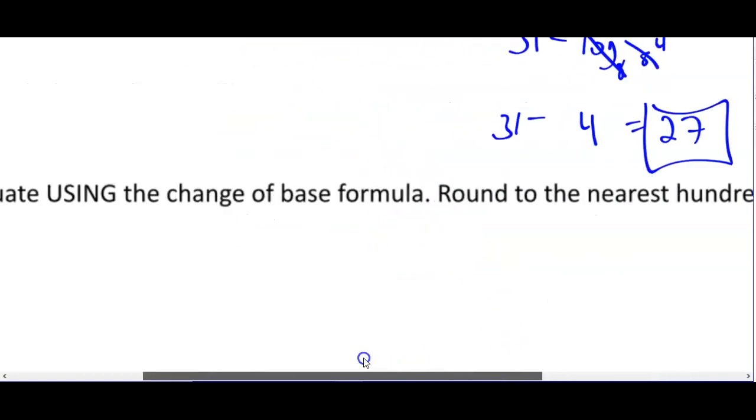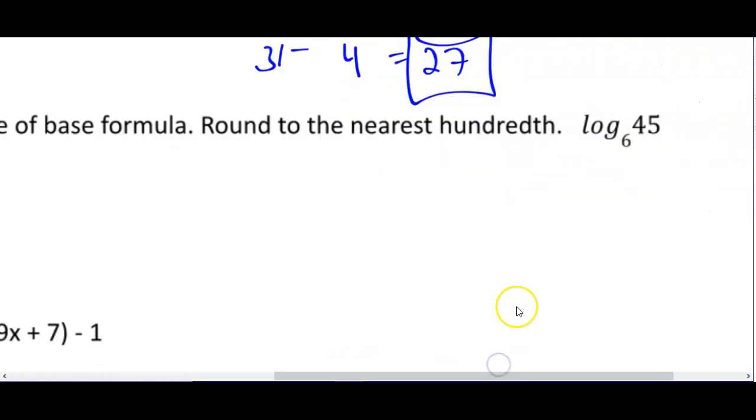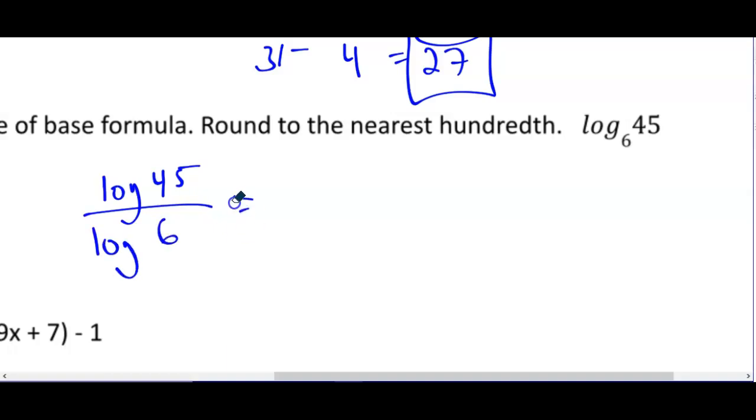All right, for this problem here, it says evaluate using the change of base formula and round to the nearest hundredth. So using the change of base formula, that means we need to write this as log of the argument divided by log of the base. All right, and we'll punch that in the calculator. And when you punch that in the calculator, you get 2.125.